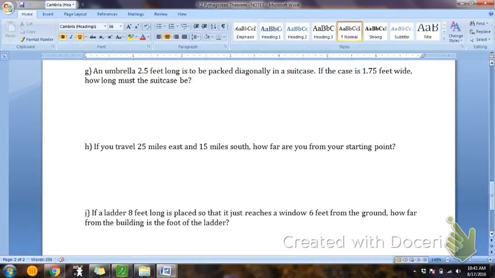Okay, it says an umbrella that is 2.5 feet long is packed diagonally into a suitcase. If the case is 1.75 feet wide, how long must the suitcase be? Yes, you need to draw a suitcase. Just draw a rectangle. Everyone's drawing. Here's my suitcase.